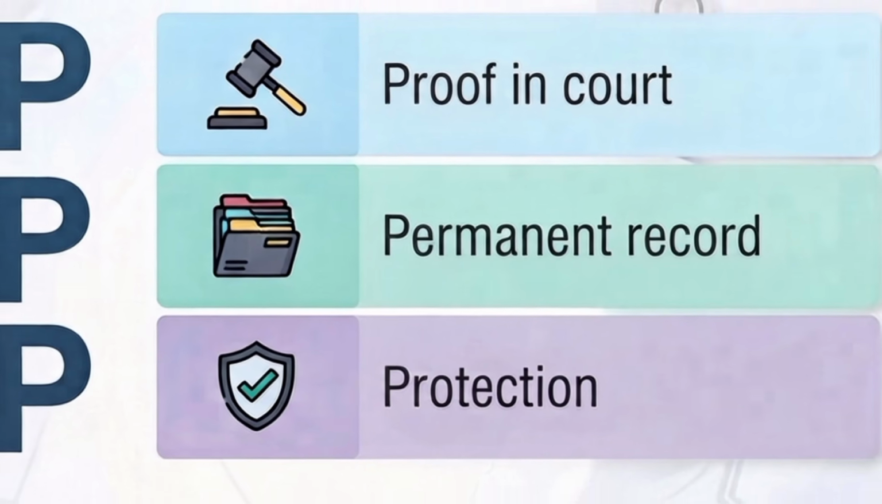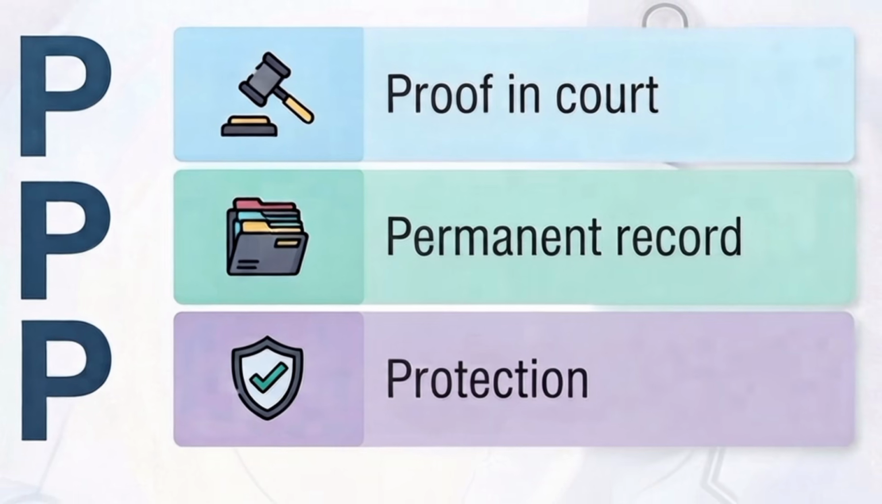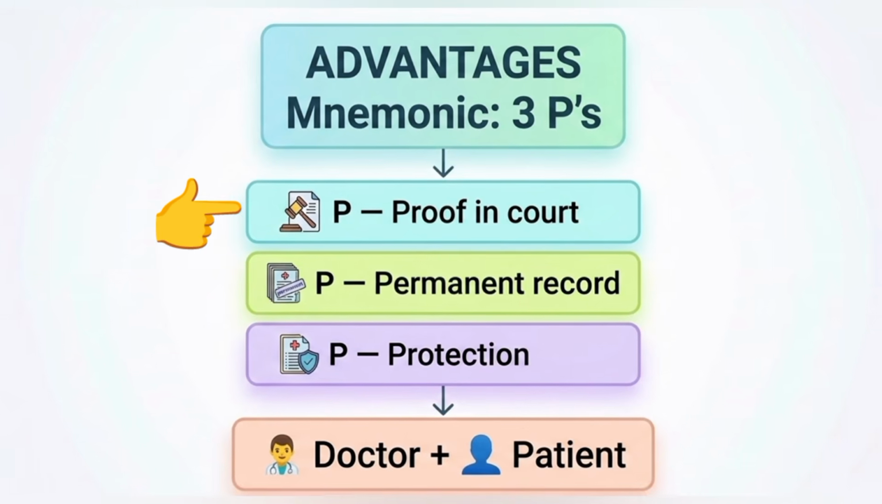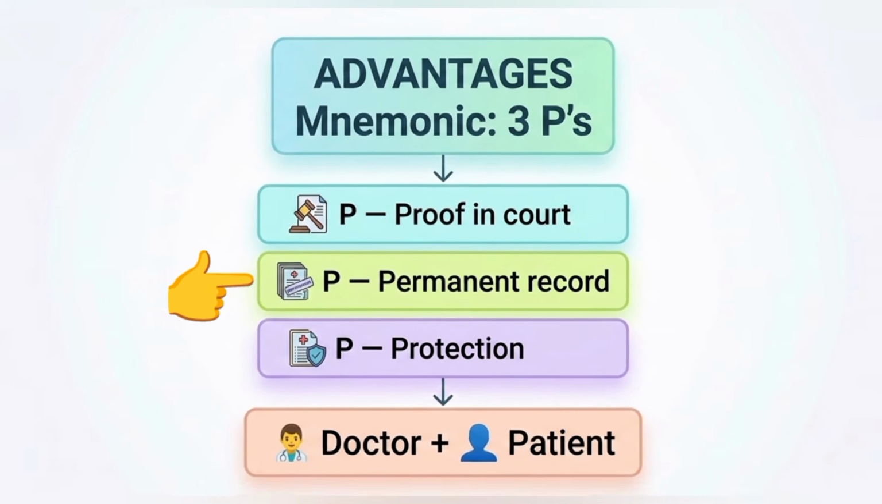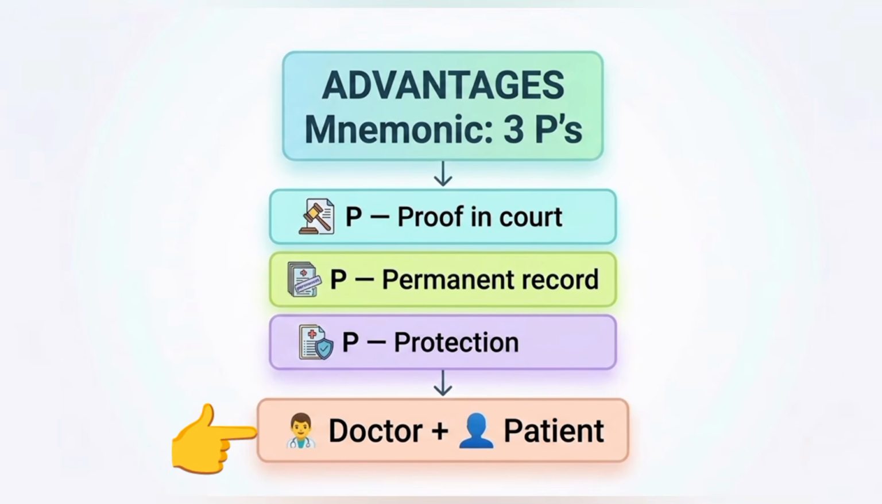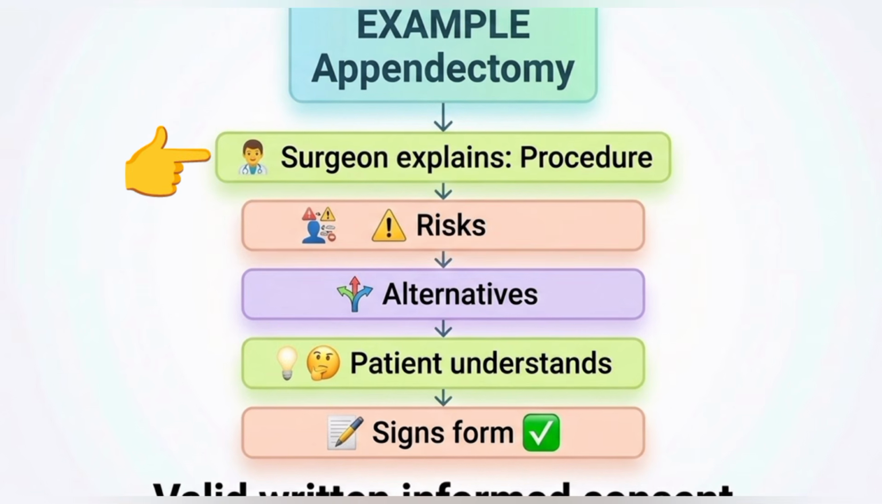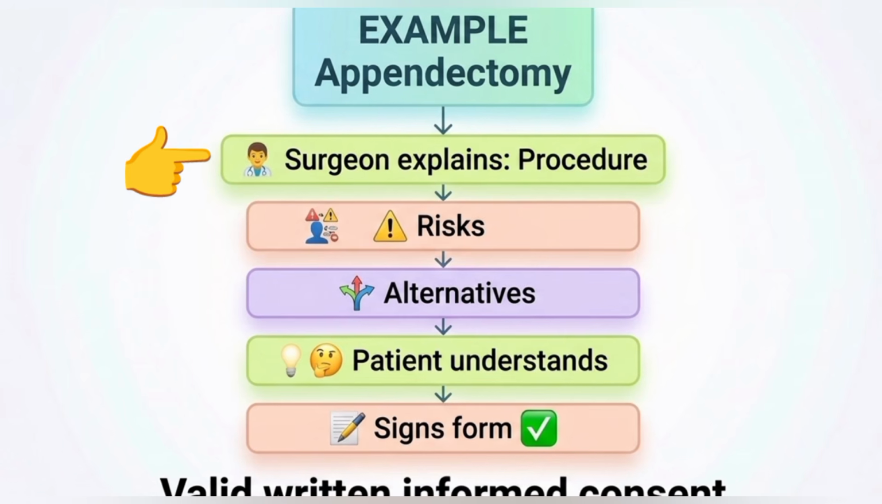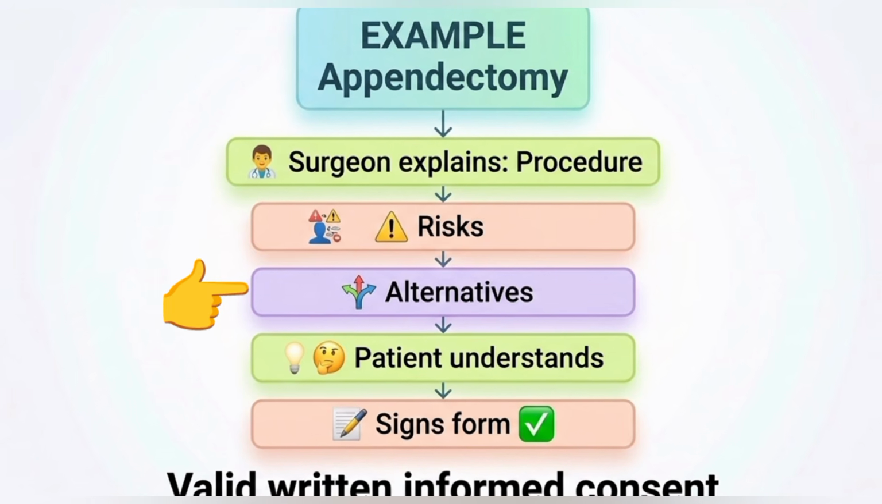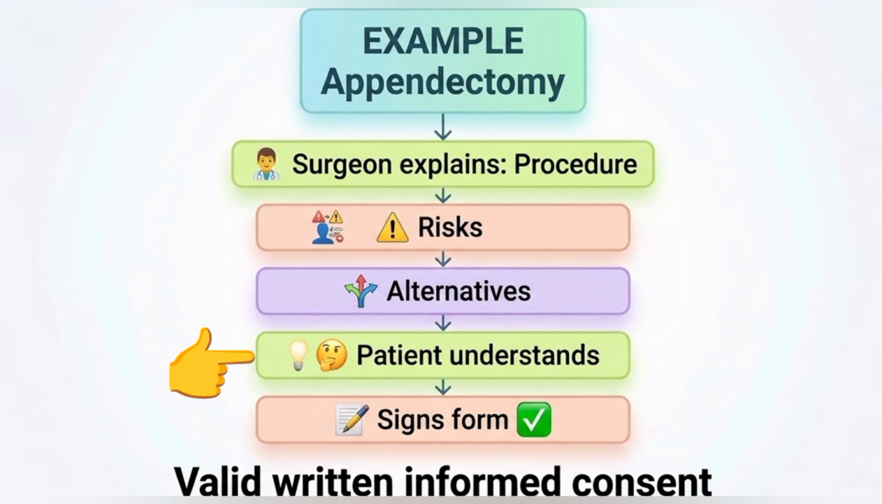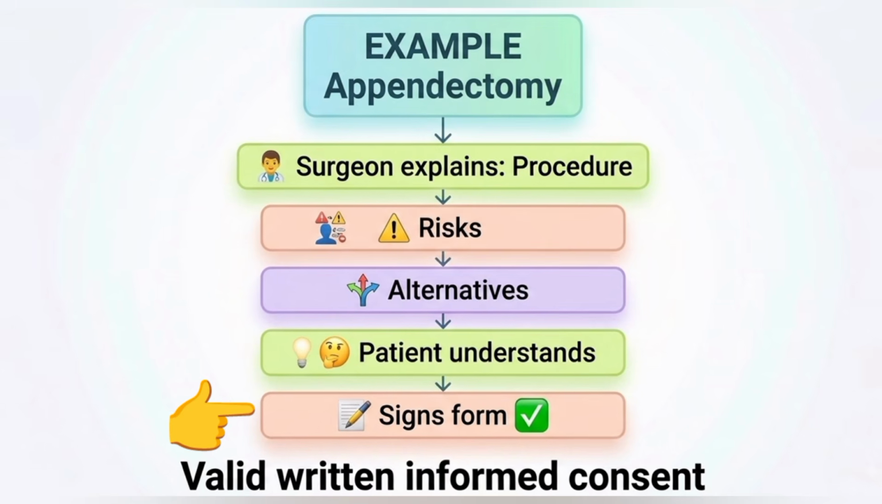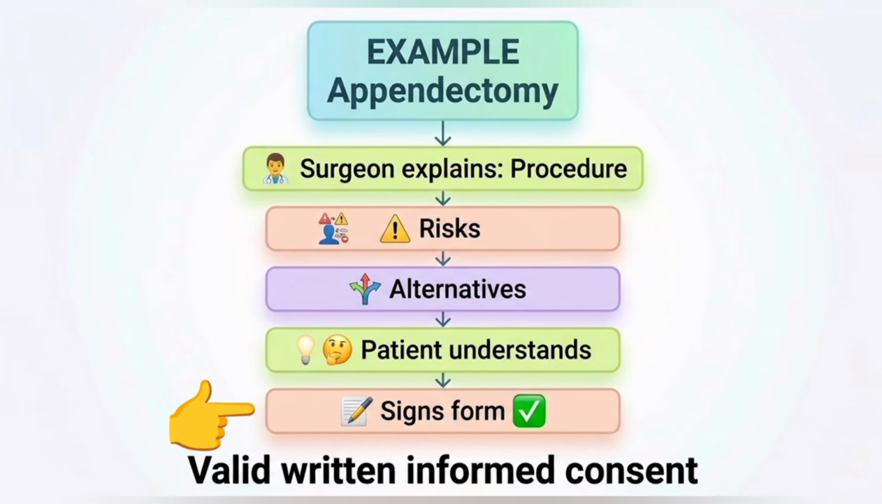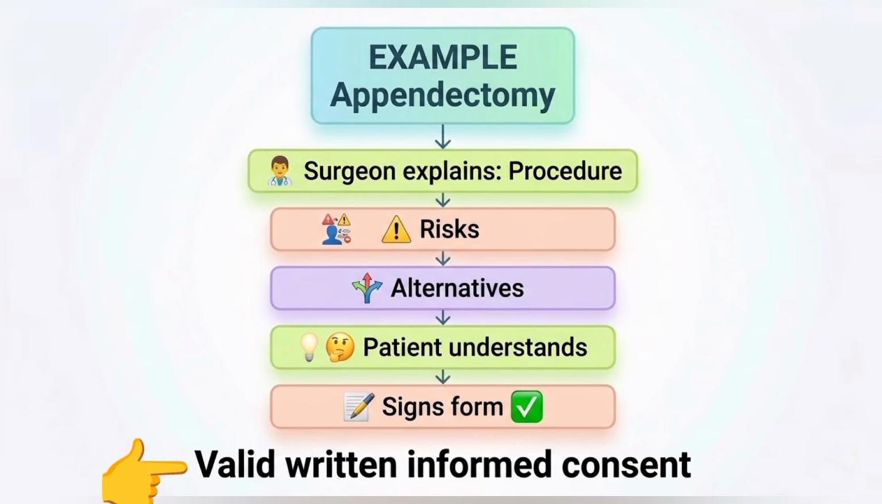Why is written consent important? Remember, 3 P's: proof, permanent record, protection. It provides proof in court, creates a permanent record, and protects both the patient and the doctor. Example: suppose a surgeon explains an appendectomy, including its risks and alternatives. The patient understands the information and signs the consent form in the presence of a witness. That is valid written informed consent.